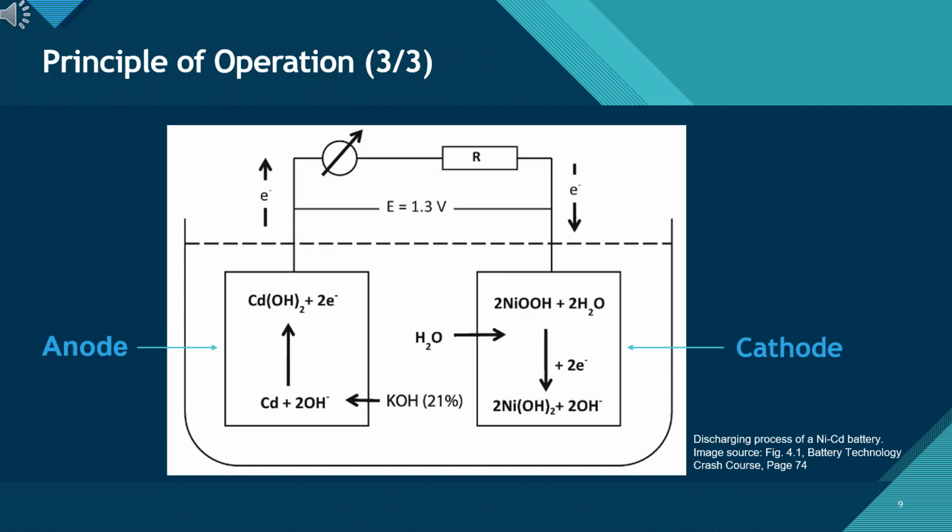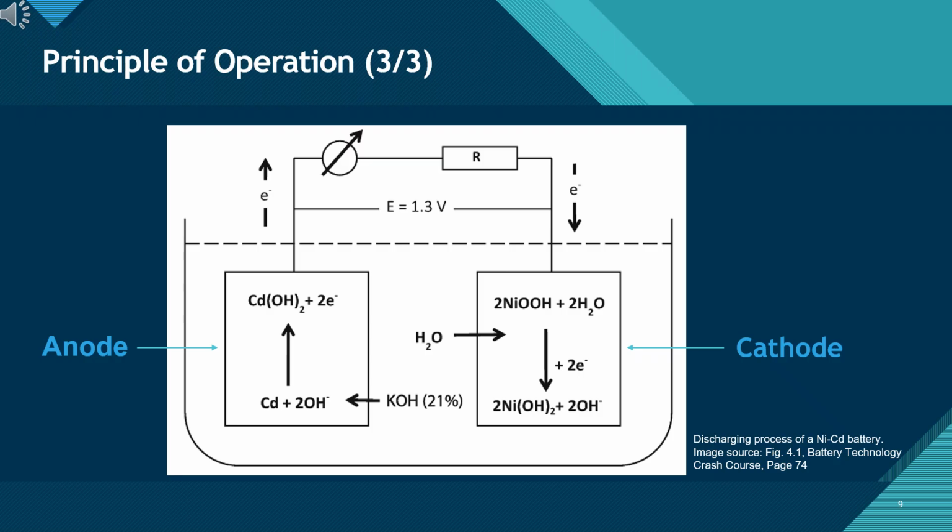And here's a fun way to think of it. Cadmium is like the worker donating electrons, and nickel is like the collector taking them in to keep the light bulb on. As we wrap up the principle of operation of NiCd batteries, here is a one-sentence summary for both the charging and discharging processes.